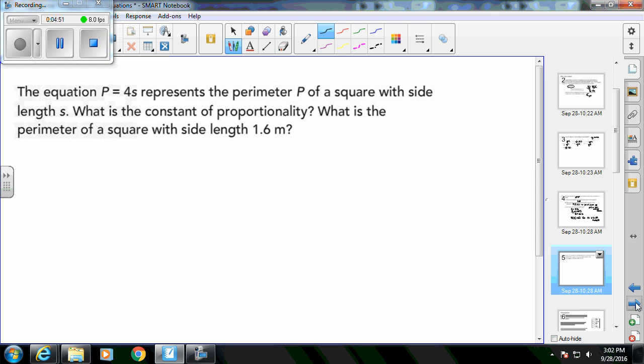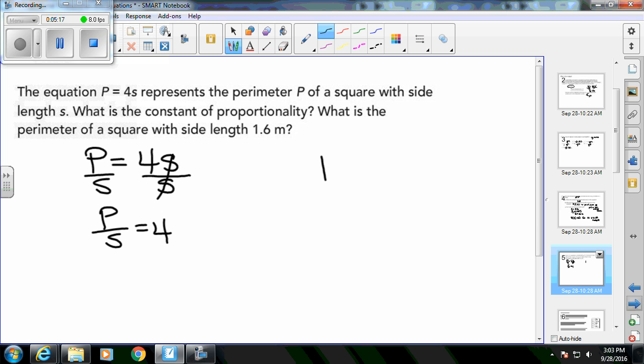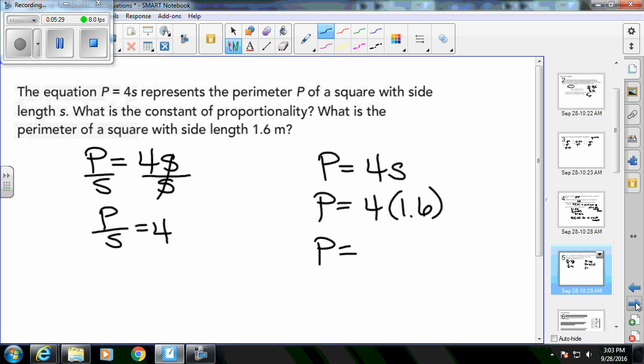For the next one, the equation P equals 4s represents the perimeter of a square with side length of s. What is the constant of proportionality? I divide both sides by s. So my constant of proportionality is 4. And what is the perimeter of a square with side length of 1.6 meters? I'm going to substitute in 1.6 for my side length. And the perimeter would be 6.4 meters when I do the arithmetic.